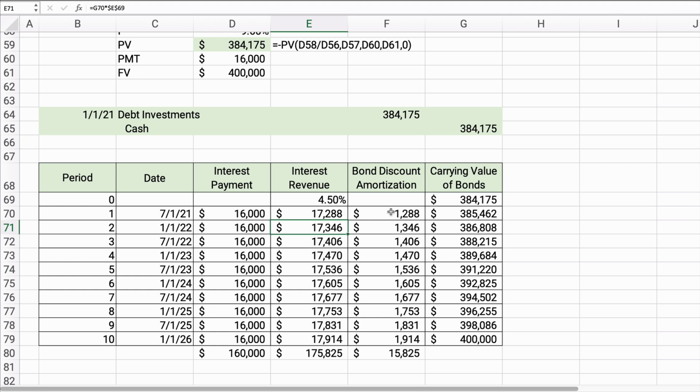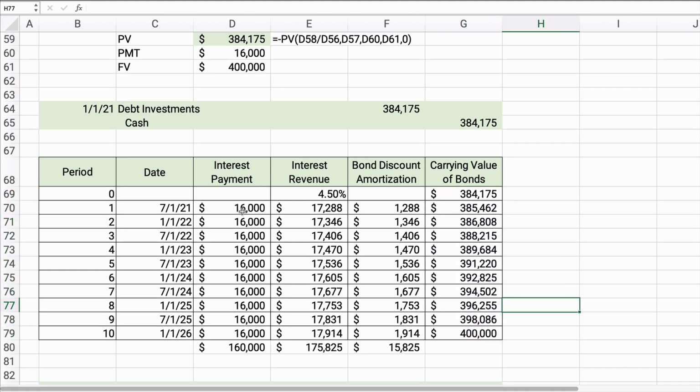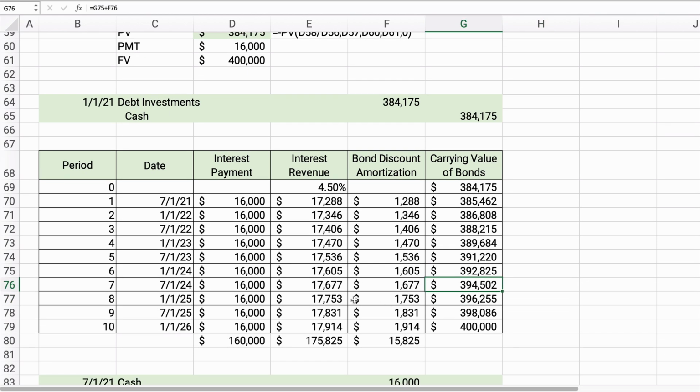And because it's a discount, that means the interest revenue is going to be greater than the interest payment, and we just simply subtract the 17 minus the 16, and we get $1288. And the carrying value of the bonds is at a discount, and it grows to $400,000. So that's, you know how to do the bond amortization schedule. I'm not going to spend a whole lot of time on that because I think you know how to do that. And you can check my work. Everything is built on formulas. You can check my work if you need to.